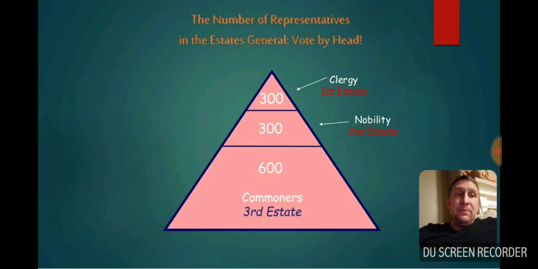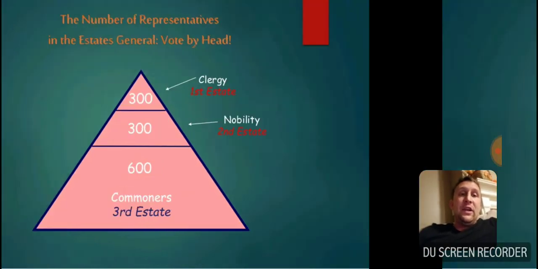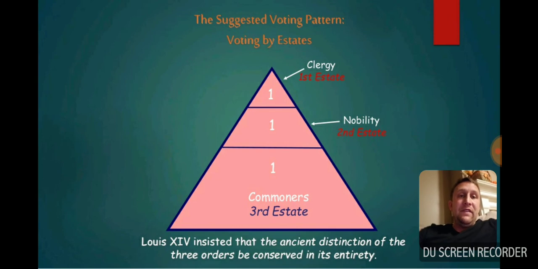But just like in any absolute monarchy, for anything to become a law, it must be approved by the king. So they go to Louis XVI and look down here. At the very bottom, it says Louis XVI insisted that the ancient distinction of the three orders be conserved in its entirety. So basically what he's saying there is he didn't believe it was broken, so why fix it if it's not broken?